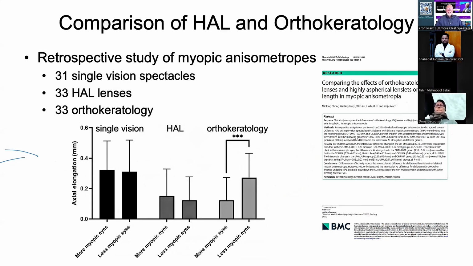In the children that were wearing HAL lenses, that's Essilor's Stellest lenses, there's a reduction in elongation in both eyes. Interestingly, on the right, with orthokeratology, you see a robust slowing of axial elongation in the more myopic eye and less effect in the less myopic eye. And we know from a number of studies that you need a reasonable amount of myopia in order to get a treatment effect or an optimal treatment effect.